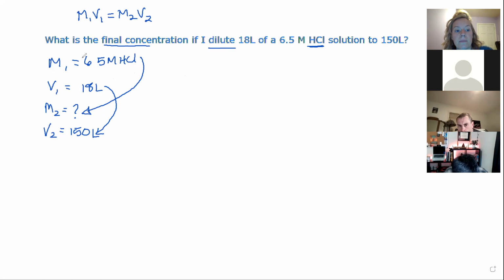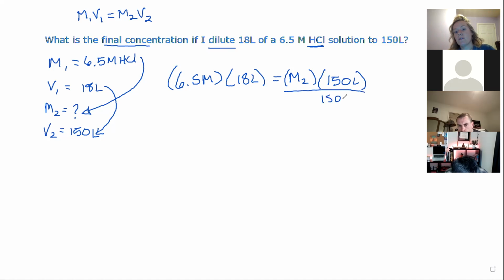We'll plug it in. 6.5 big M, multiply it by my 18 liters. That's going to equal my mystery concentration, which usually you don't do. Usually you have a specific concentration you're wanting, and you don't know what the volume is. Okay, 150 liters. So we'll divide each side by the 150 liters. That will allow liters to cancel and we'll be left with just a unit of molarity. And we find that we have 6.5 times our 18 divided by 150.